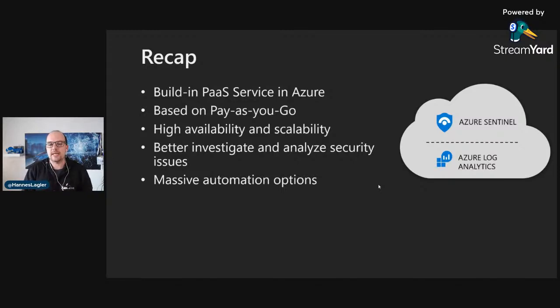It's highly available and highly scalable, for sure. Microsoft will handle this for you. It's better to investigate and analyze security issues because we have the ability to connect more systems. We also have the ability to use Microsoft machine learning rules based on Fusion, based on machine learning, based on anomaly rules. And we have really massive automation options here. So you have seen 2 automation rules, but there are so many more options and use cases available. I think we could talk for 2 hours about the automation options, but it's not possible at this time.